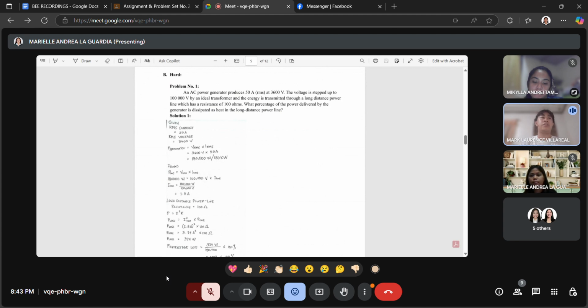So based on the given, the AC power generator initially produces a power of 180 kilowatts by supplying an RMS current of 50 amperes at an RMS voltage of 3600 volts. To minimize the power loss during long distance transmission, this voltage is stepped up to 100,000 volts using an ideal transformer, which is stated in the given, and the current is reduced to 1.8 amperes.